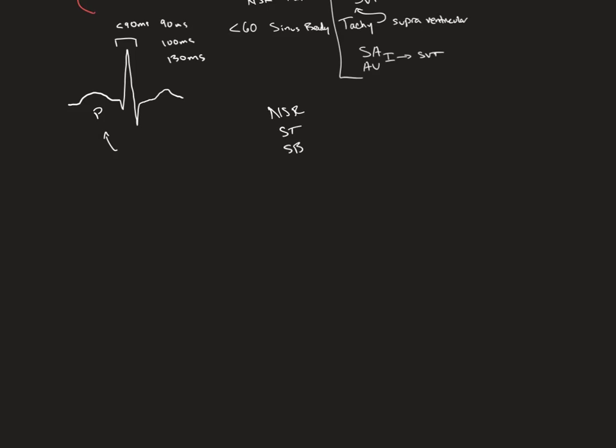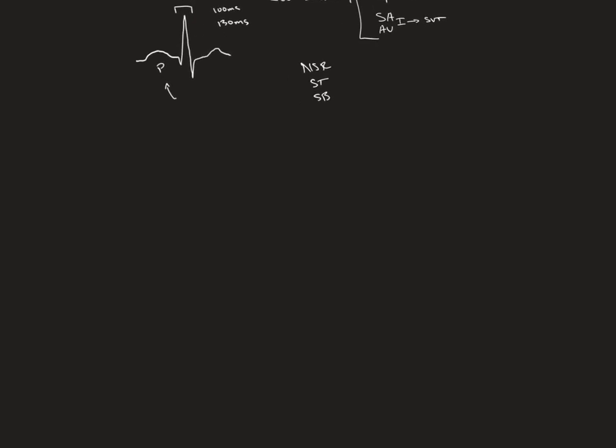So we have our sinus, we have our sinus tach. Our sinus tach is a sinus rhythm with a rate over 100. Our sinus Brady is a rate less than 60, and they have those normal P waves. And then you have NSR, which is between 60 and 100. It's that sweet spot for the SA node to depolarize.